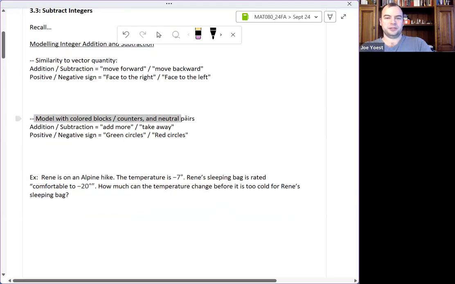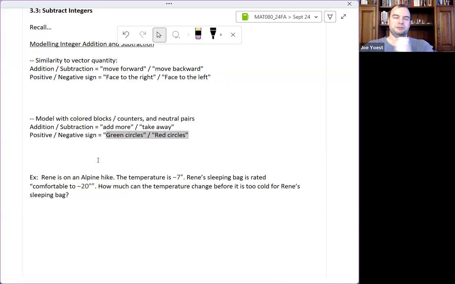We could also model with colored blocks or counters and this idea of a neutral pair. So we can think of the positive or negative sign being, say, a green versus a red circle or a counter or a block. A neutral pair being a combination of a green and a red circle. So I can put in an additional two circles as long as one's green and one is red. They are neutral. Or if I have one green and one red in my problem, I can cancel them out and get rid of them.